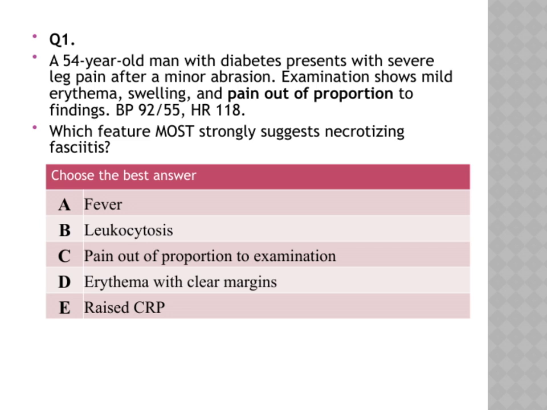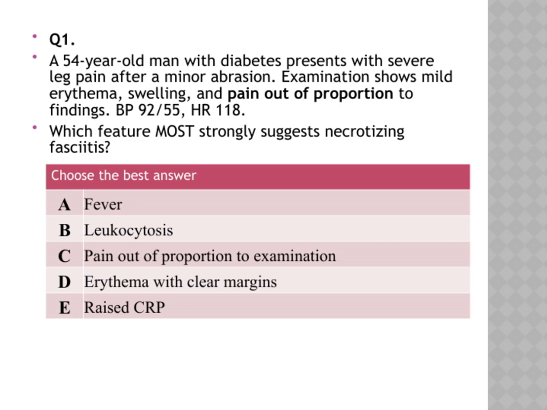When trying to distinguish necrotizing fasciitis from other soft tissue infections, one of the most important clues is pain that seems disproportionate to the physical findings. This intense, out-of-proportion pain is a hallmark sign because the infection rapidly involves the fascia and deeper tissues, causing significant nerve involvement.